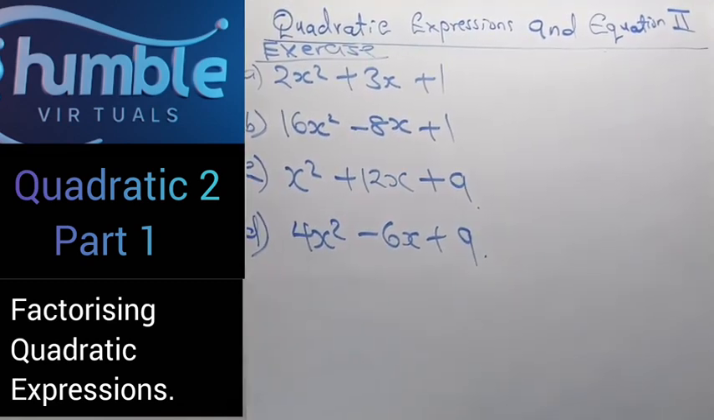So we have a small exercise here. I want you to work them out. The first one, 2x squared plus 3x plus 1. The second one, we have 16x squared minus 8x plus 1. Part C, x squared plus 12x plus 9. And then the last one, part B, 4x squared minus 6x plus 9.